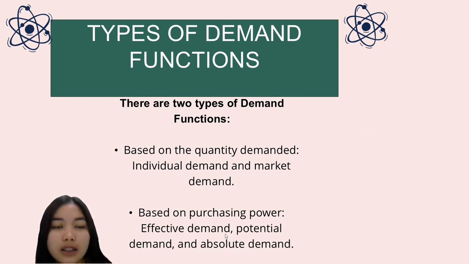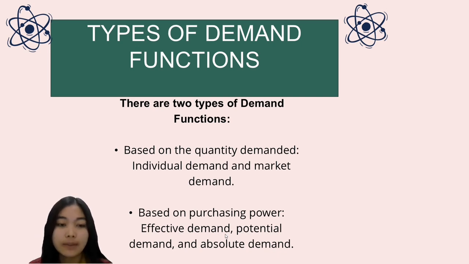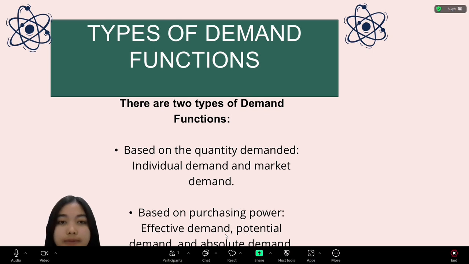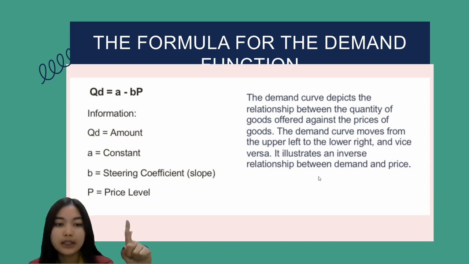Types of demand function. There are 2 types of demand function. Number 1, based on the quantity demanded: individual demand and market demand. Number 2, based on purchasing power: effective demand, potential demand, and absolute demand. The formula for the demand function. This is an example.